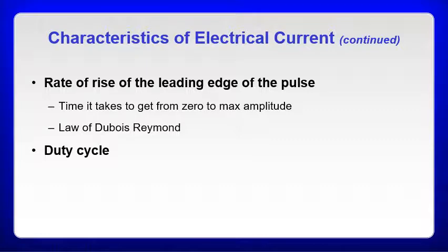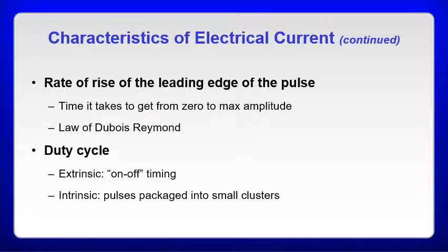When we look at duty cycle, again, there are things you can modify and things that are based upon the waveform. Within the duty cycle, there's something called the extrinsic duty cycle. That's the on and off time. If you want to set an on and off time for the stim you are using, that's an extrinsic duty cycle. You can do that. There's also an intrinsic duty cycle, which is based upon the waveform you're using, and that's when pulses are packaged into small clusters in order to get a specific effect on the tissue. That's an important thing to look at when you're making your waveform selection.